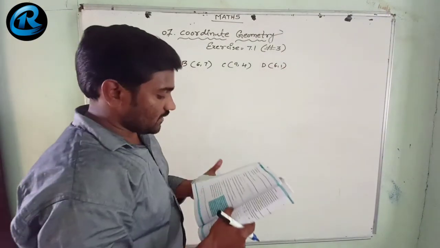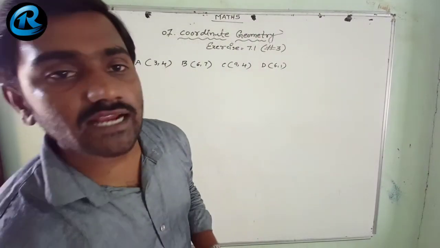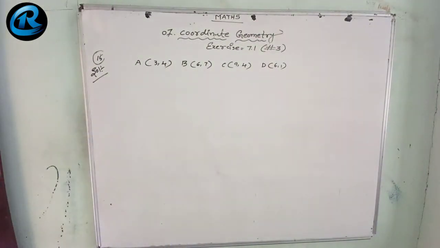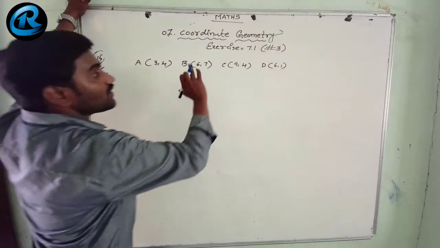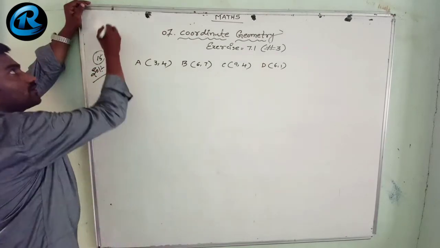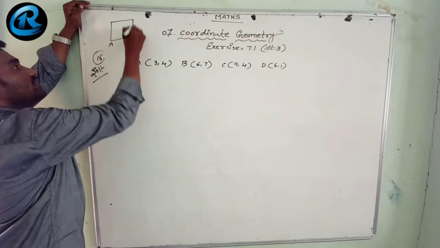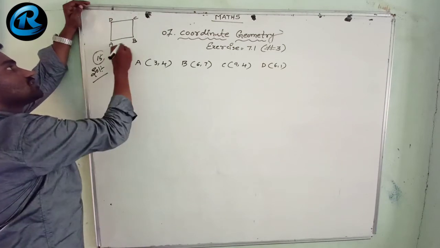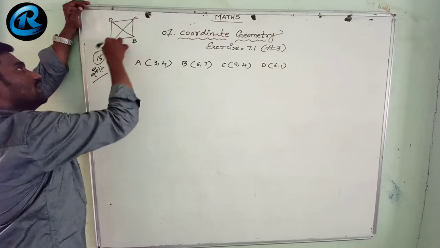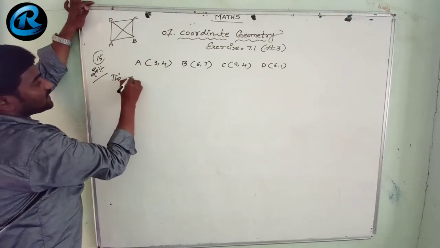Now we have to show whether they are in a square or not. What are the properties of a square? All the sides are equal and the diagonals also should be equal, then they will be in a square. So we find out using the distance formula. We'll use the distance formula and find out whether it is a square or not. If they are sitting in a square, all these four sides should be equal along with the diagonals. Then first of all we go for the sides.